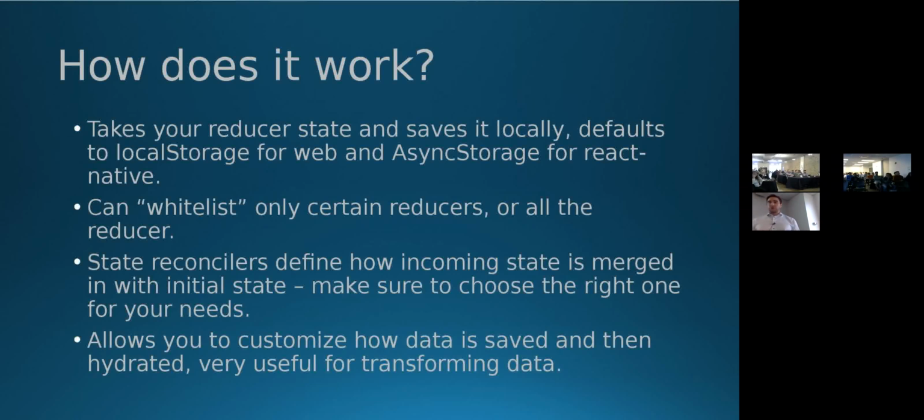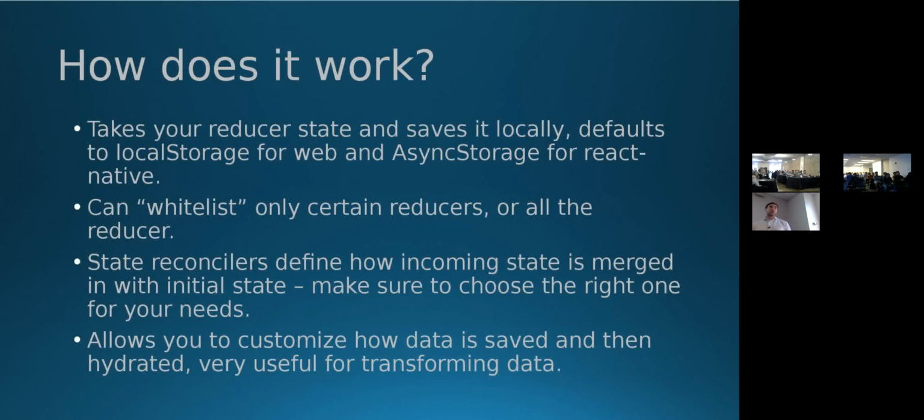Redux Persist basically allows us to take our reducer state and, on the browser, save that reducer state to local storage. And for a native device, it'll save that into async storage, a database on the phone itself. A really nice thing about Redux Persist is that we can be highly selective when it comes to what we want to save and how.